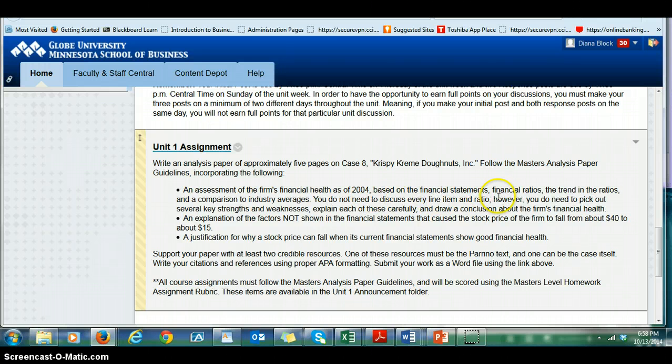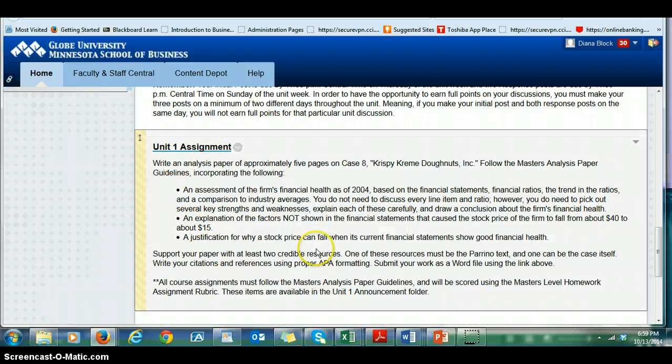So it wants you to, based on the financial statements, give an analysis of their financial health, look at the trends and the ratios. You don't have to get a discussion of every single line item, but pick out what you believe to be the several key strengths or weaknesses of this firm and explain those. And then from those, draw a conclusion about the firm's health.